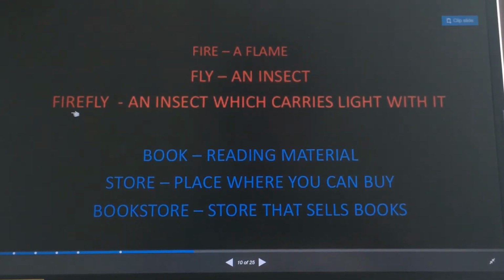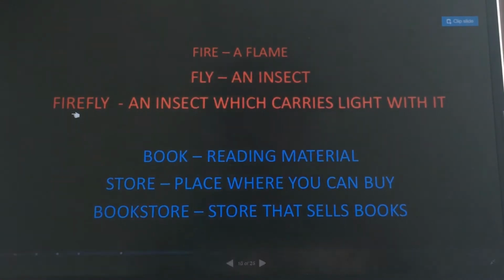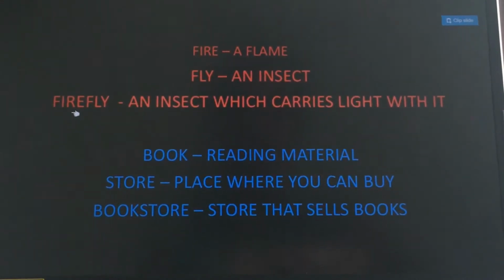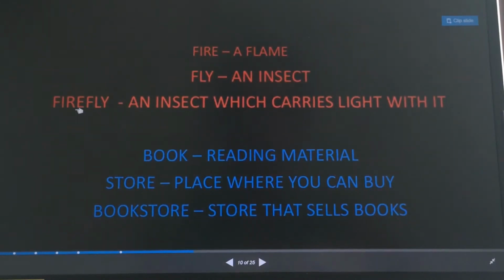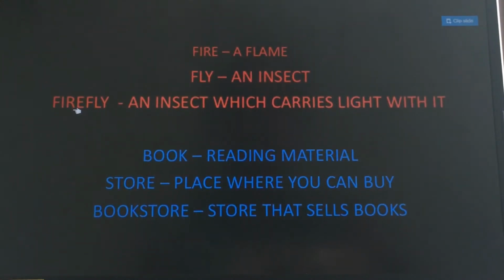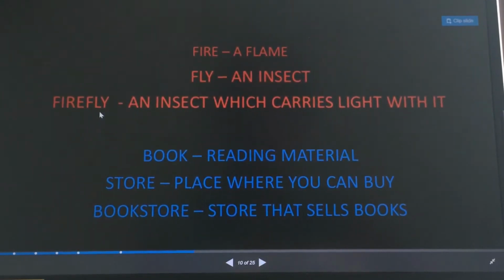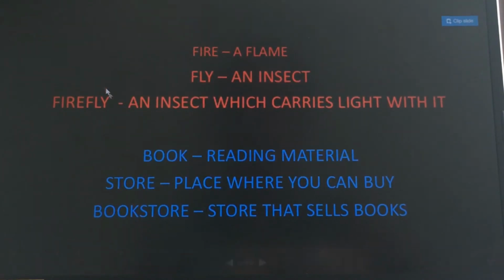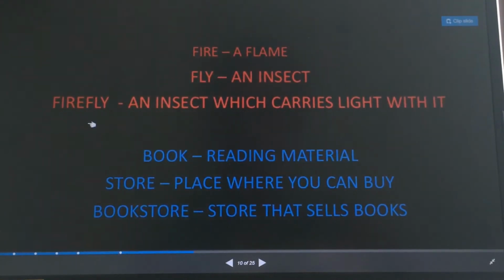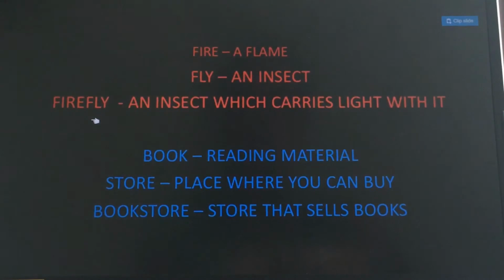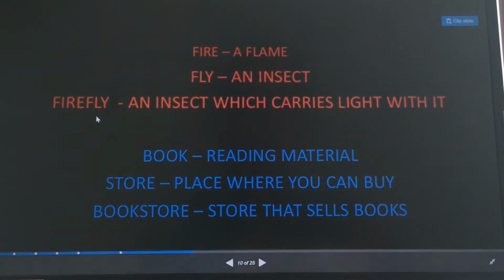Do you know what is firefly? Have you seen an insect like firefly that carries light with it? Have you seen? Or not yet? Okay. When you say firefly, that is an insect which carries light with it. So as you can see here, we have the example of a compound word that has a different meaning when we put them together, okay?